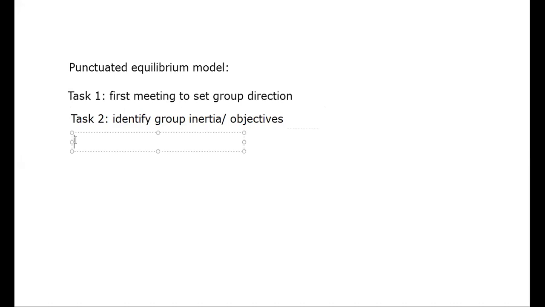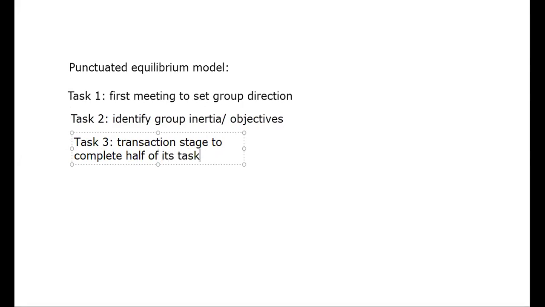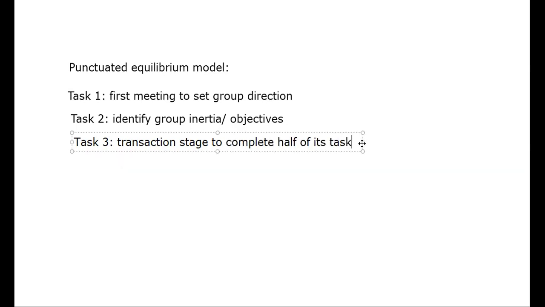Task 3 or stage 3. Transition stage to complete half of its task. That means when you change something, change means a change in the work. That means you take input and process them. This is the half of your work. That's why the transition stage is called half of the task of group formation as per the punctuated equilibrium model.